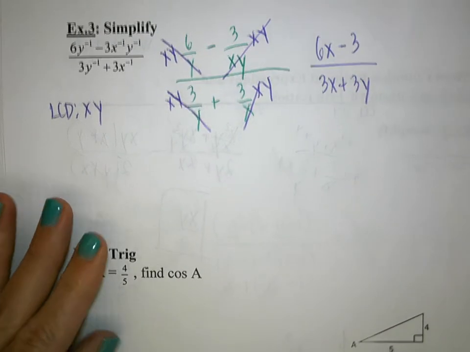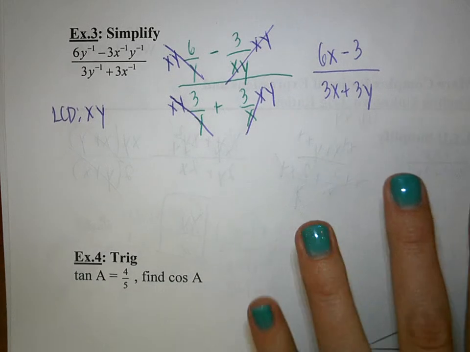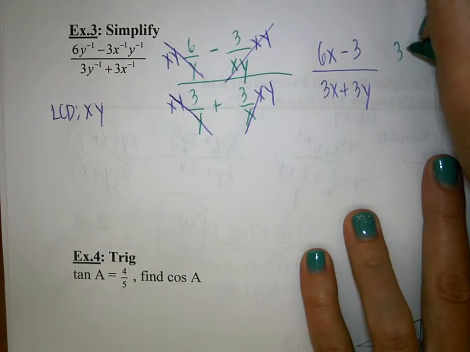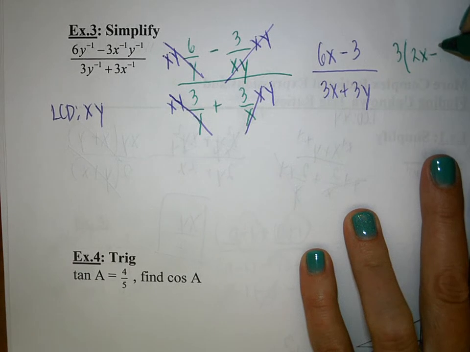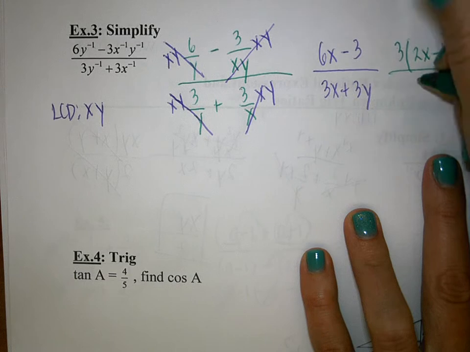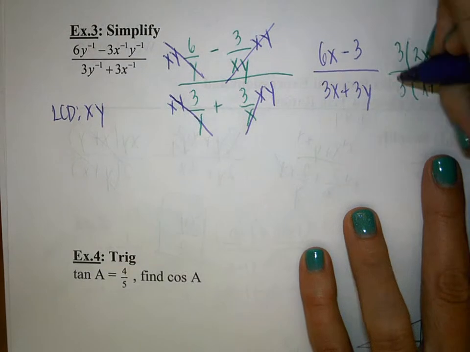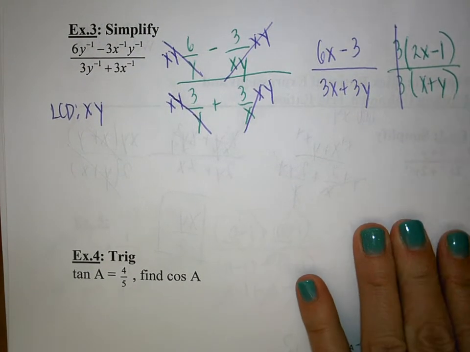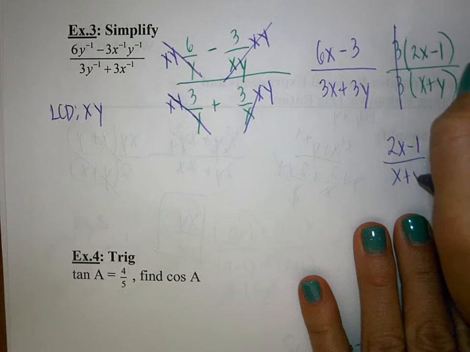Okay, can I factor anything out of the top? A 3, and I'm left with 2x minus 1. The denominator, can I take anything out? A 3, and I'm left with x plus y, and so then I can cancel the 3's, and that is our answer: 2x minus 1 over x plus y.